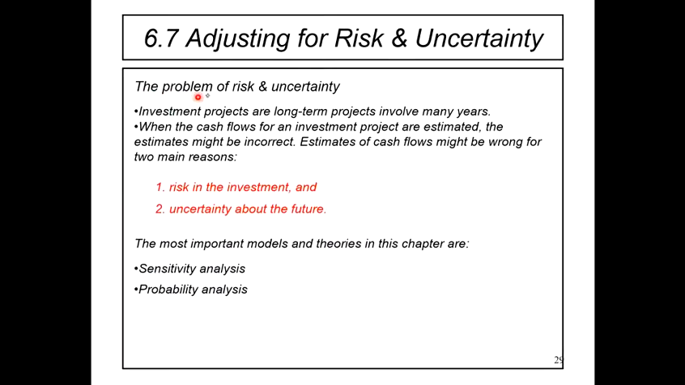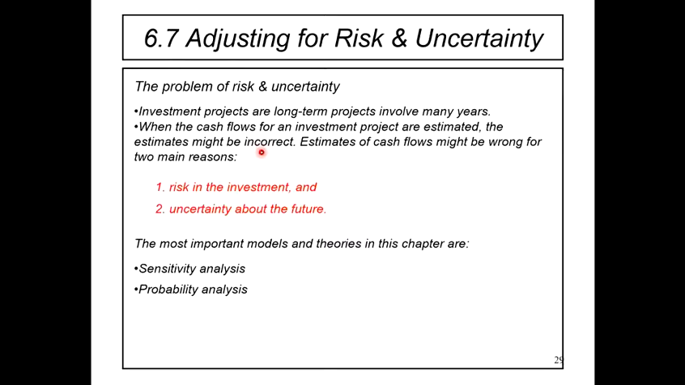Okay, so now the problem of risk and uncertainty. So investment projects are long-term projects involve many years. When the cash flow for an investment project are estimated, the estimates might be incorrect. Okay, so estimates of cash flow might be wrong for two main reasons. First, risk in the investment, and second, uncertainty about the future. Okay, inilah berlakunya mungkin estimation company tu akan incorrect due to risk and uncertainty.